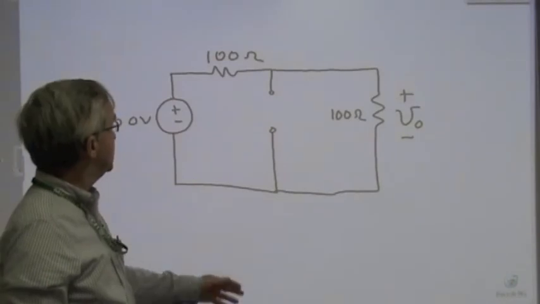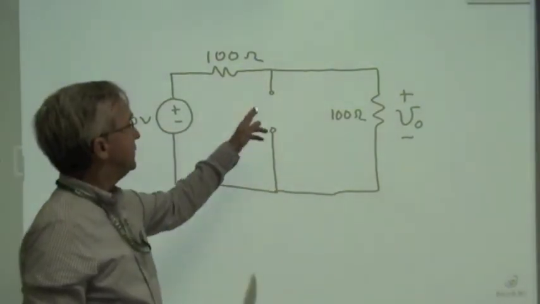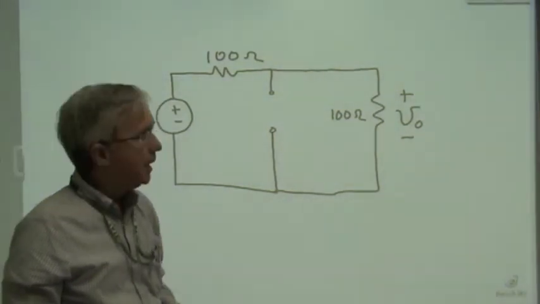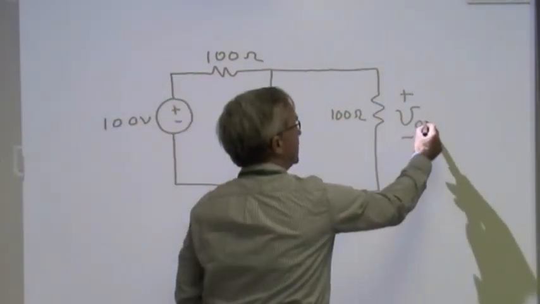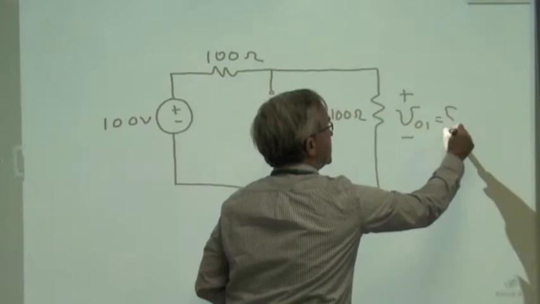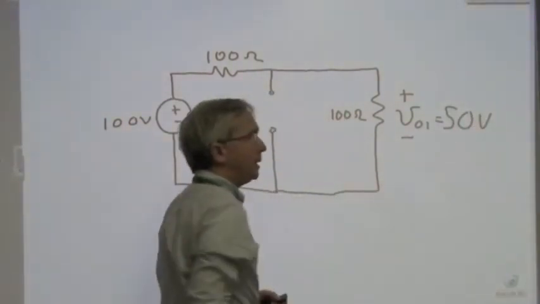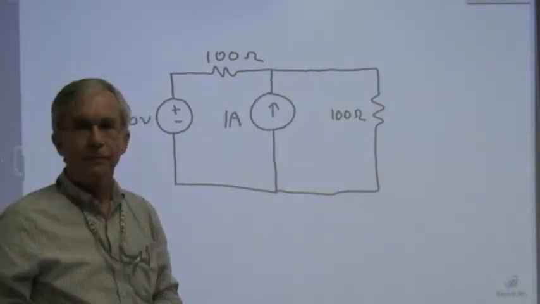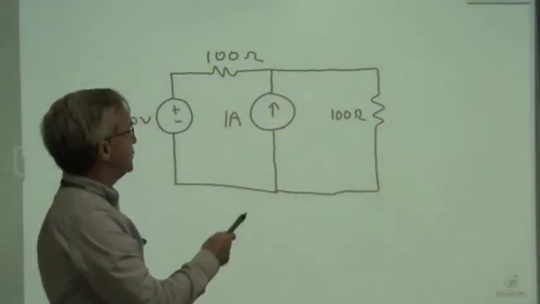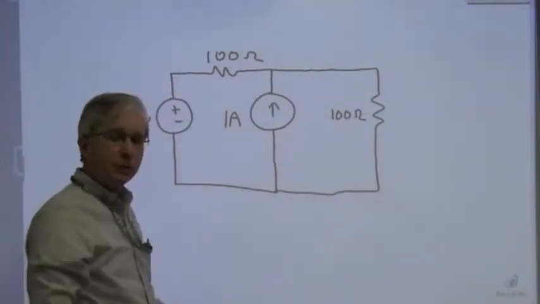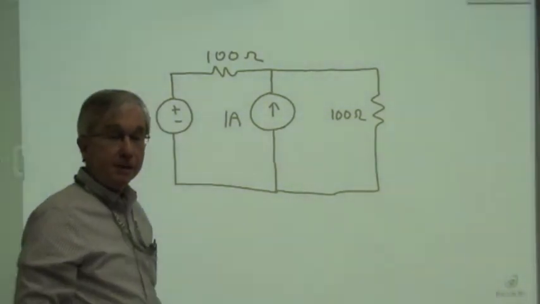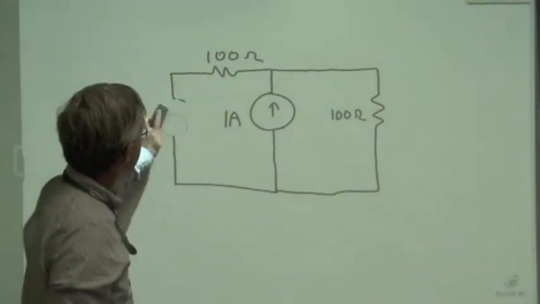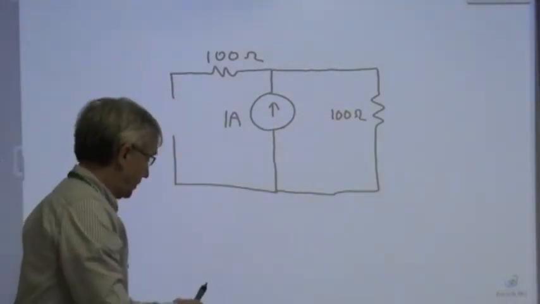We can simply use voltage division. 100 volts divided equally across 200 ohm resistors, V out is equal to 50 volts. Let's call that V out 1 because that's just due to the first source that we're considering. Now let's see what the output would be just due to the current source acting. Here I've drawn the current source back in. I want to set the voltage source equal to 0. 0 volts is a short circuit, so let me replace the 100 volt source by a short circuit.